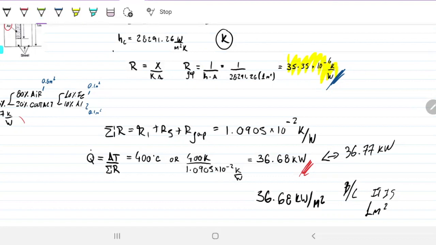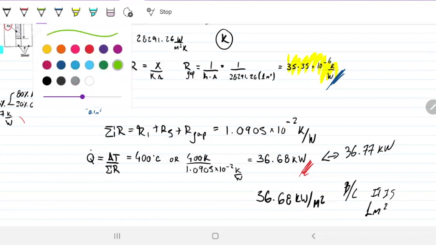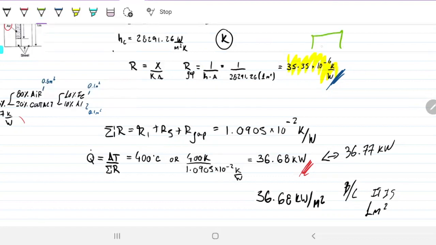But if we were to know what the delta T on the gap is, our only resistance on the gap will be this resistance here. So that will have a major effect. You guys can play along with this when you get the videos and use the two methods and practice along. Any questions?